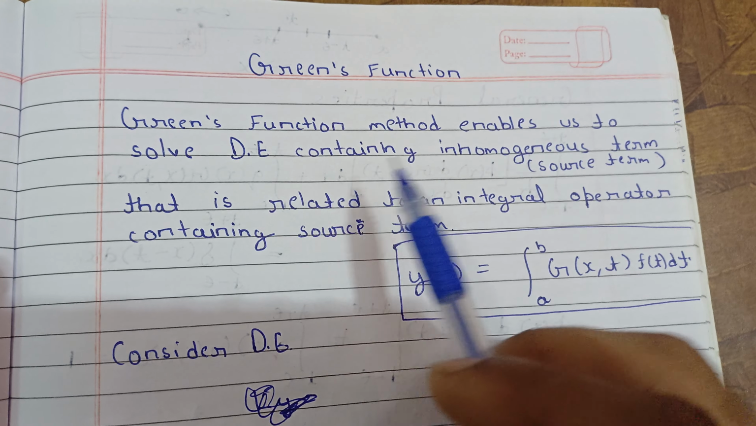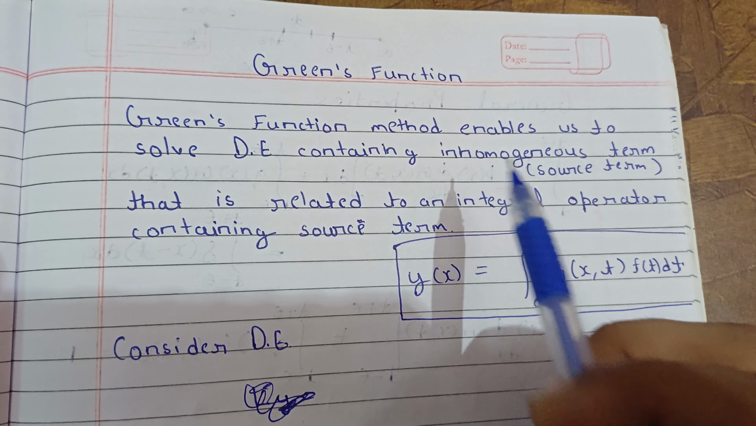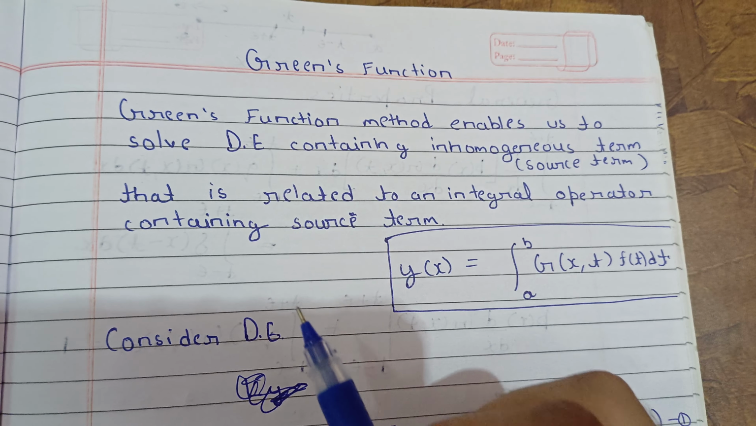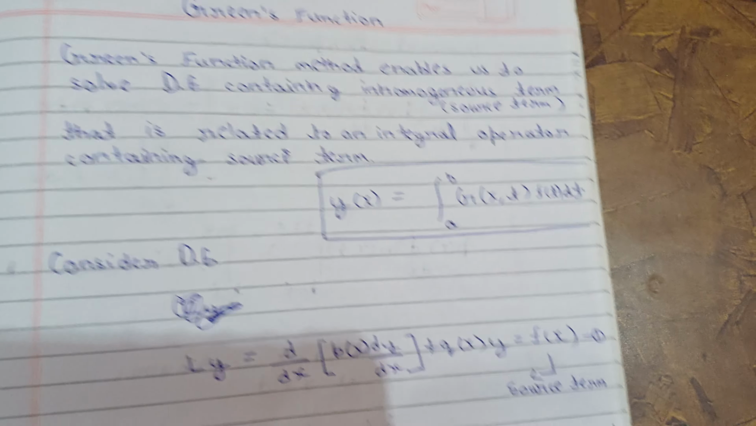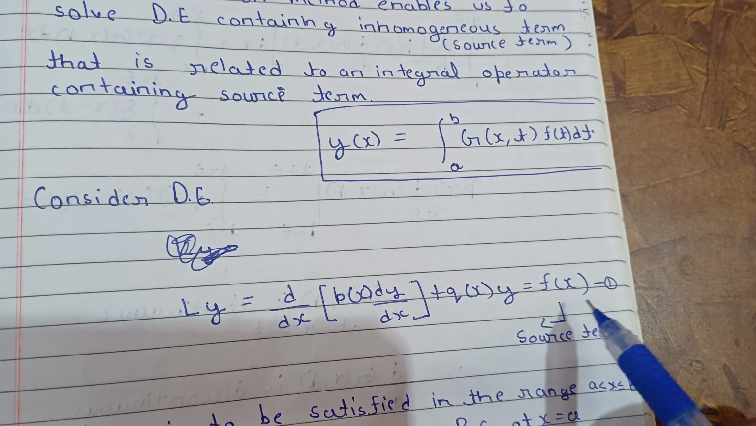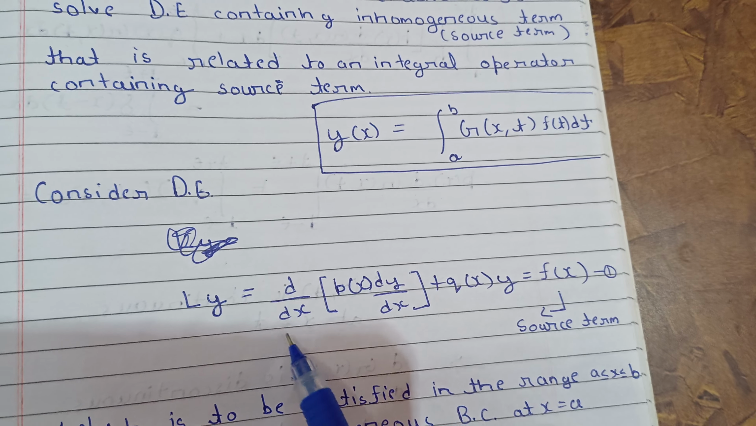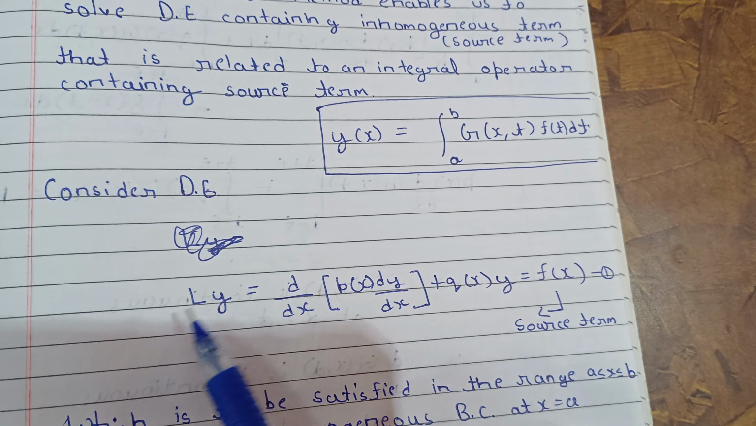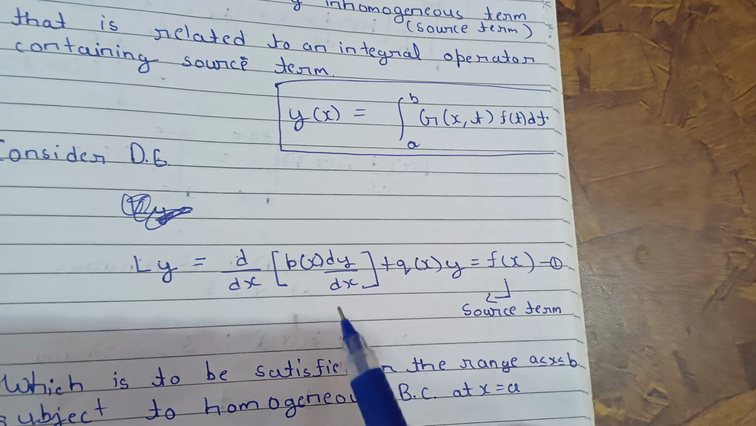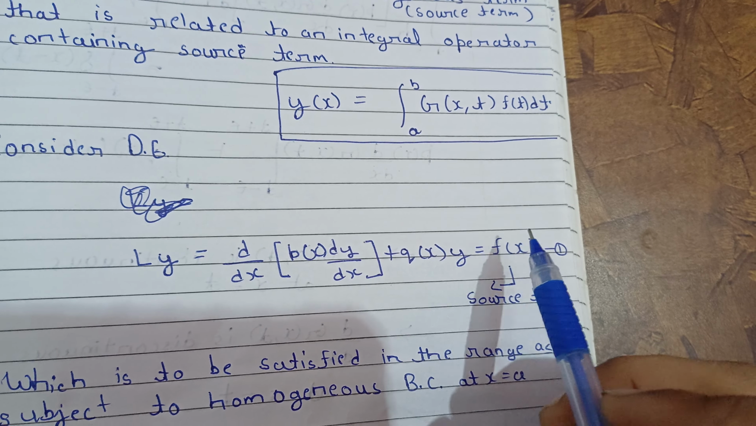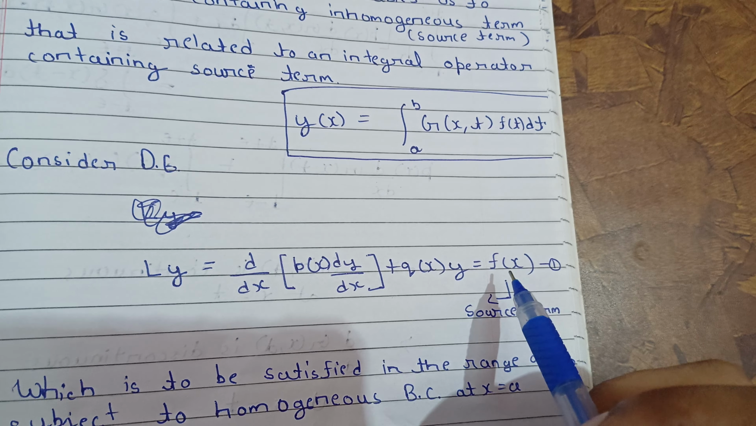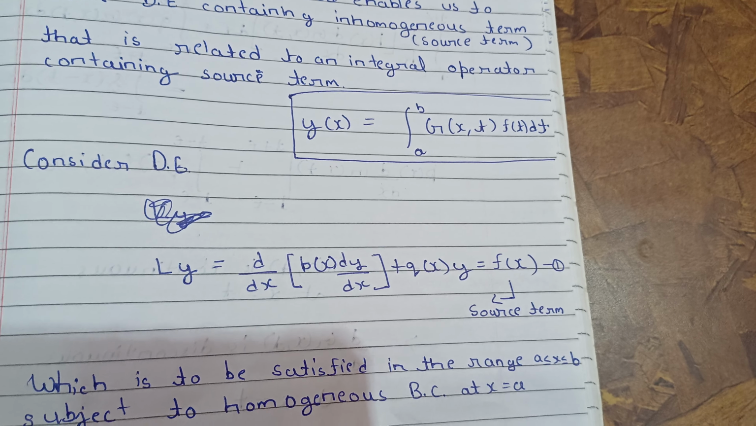So let me tell you, the Green's function method enables us to solve a differential equation containing an inhomogeneous term, that is, what we call the source term, through an integral operator containing the source term. Let's say we have some differential equation. This is our differential equation. When we operate some operator on y, we get this differential equation. Now if you put this term equal to 0, then that will be a homogeneous equation. But there is this f(x) term which is inhomogeneous, and we call it the source term.